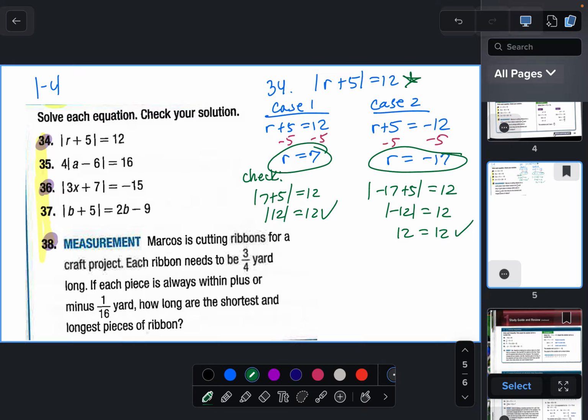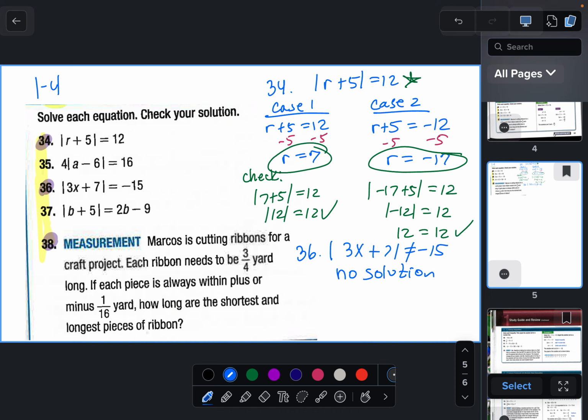We good so far? Okay, now let's jump, please, to 36. What's interesting about 36, we had done one of these in our 1-4 notes. Can an absolute value equal a negative number? No. So you can immediately cross it out and say no solution.